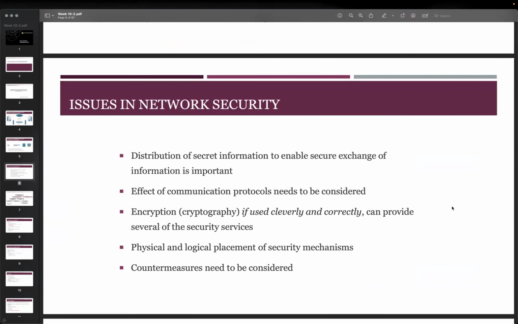What are the issues we need to think about in network security? First, how about the distribution of our secret information? When we need to exchange information, how can we make it more secure? Because it's important, how can we make that information protected? Also, how about our communication protocols? What's the effect if we give higher security but with low latency? All of these we need to consider.